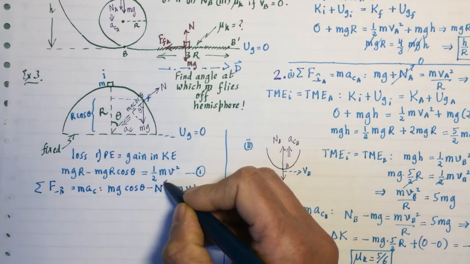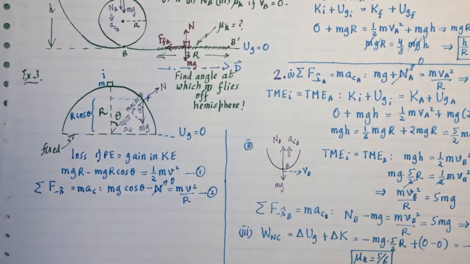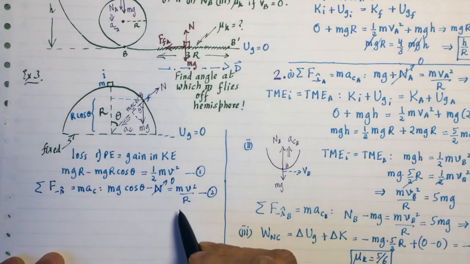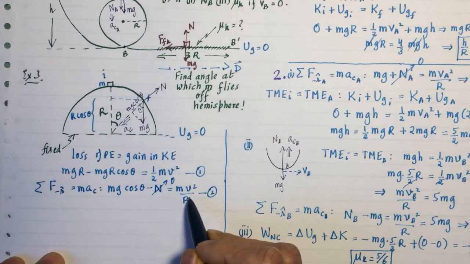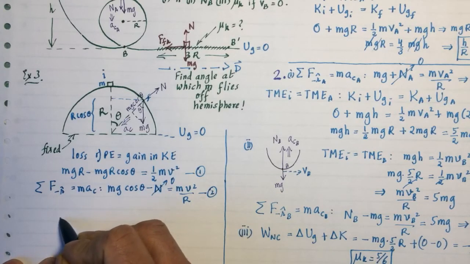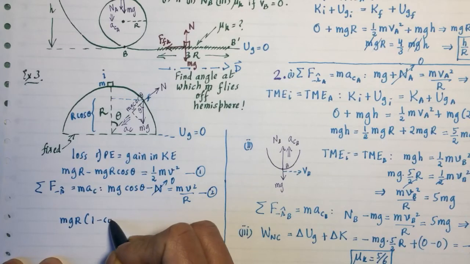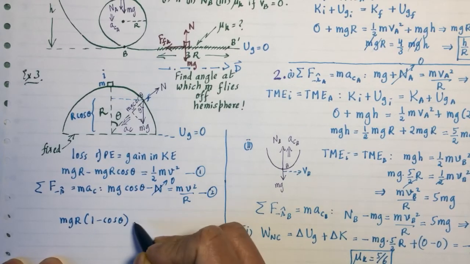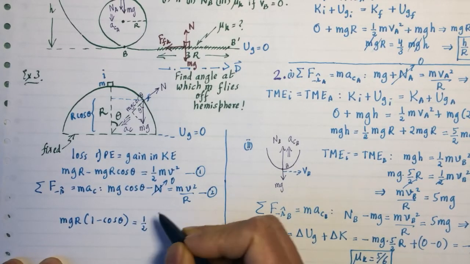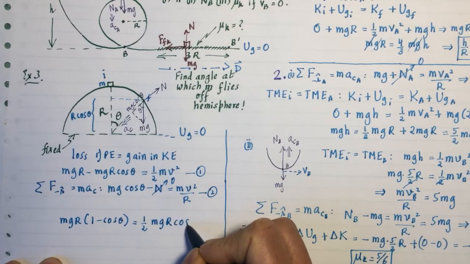Now for it to fly off the ramp, the normal force has to be 0. Let's call that equation 2. All I would need to do is put 1 and 2 together. So instead of mv squared, I'm going to put mgR cosine theta over there. So I get mgR times 1 minus cosine theta from equation 1 is equal to 1/2 mgR cosine theta.